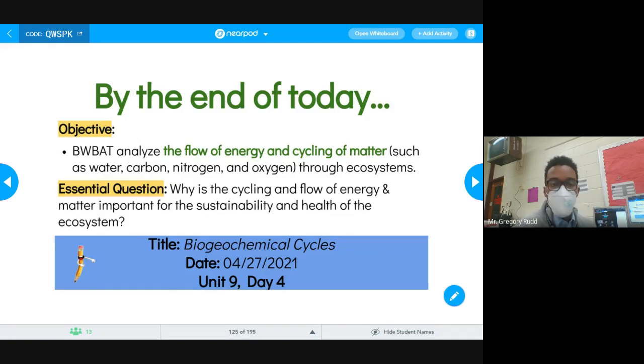The essential question that we will seek to answer by the end of today's lesson: why is the cycling and flow of energy and matter important for the sustainability and health of the ecosystem, or of all ecosystems, right? Because we know that Earth is a huge collection of thousands of ecosystems.